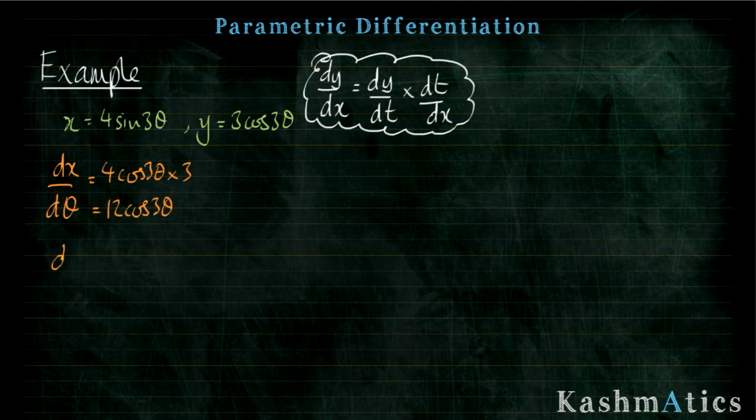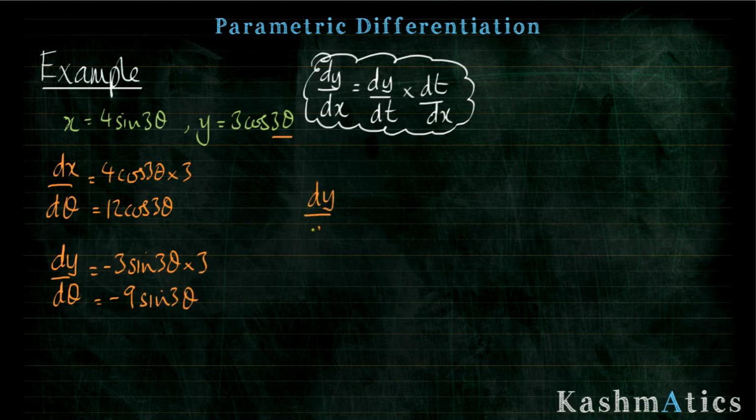And dy by d theta, let's have a look at what this becomes. Cos becomes minus sine, and because there's 3 theta, I'd have to multiply by 3 as well. So that would be minus 3 sine 3 theta multiplied by 3, which is going to be minus 9 sine 3 theta. So let's put it all together.